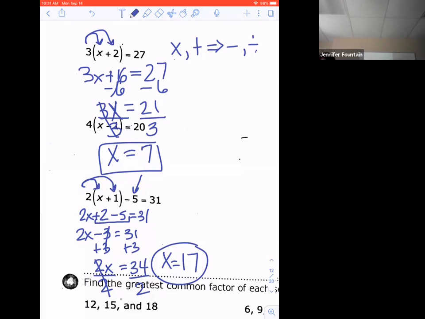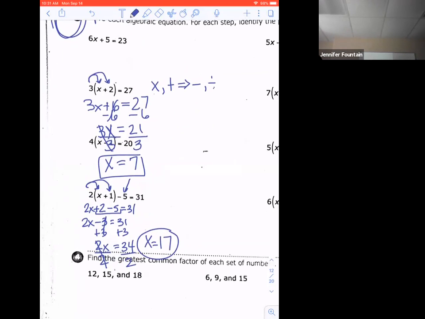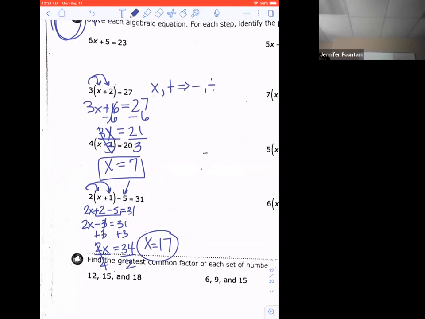Can you go over the third one? Yeah. The third one is 4 times x minus 1 equals 20. The first step was to distribute, so that we would end up with 4x minus 4 equals 20. Okay, that was our first step.